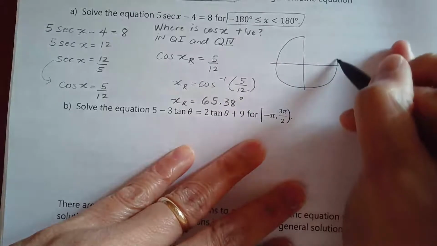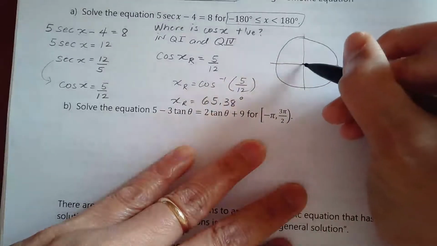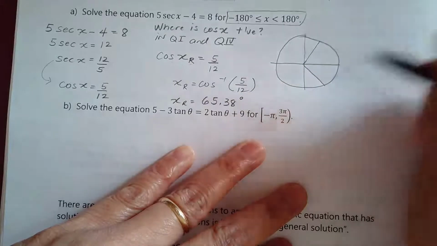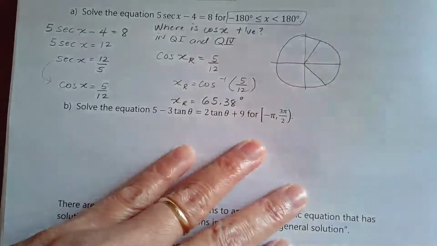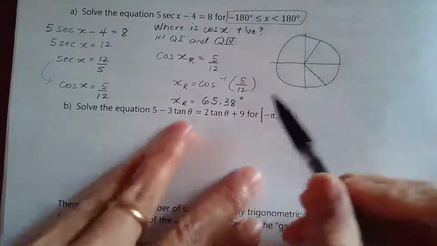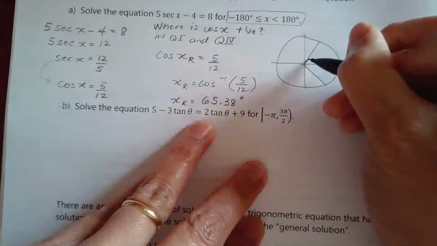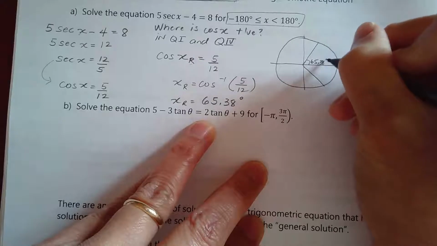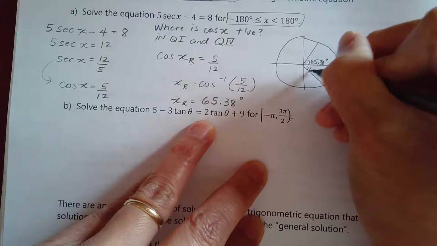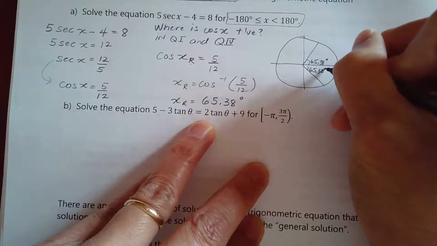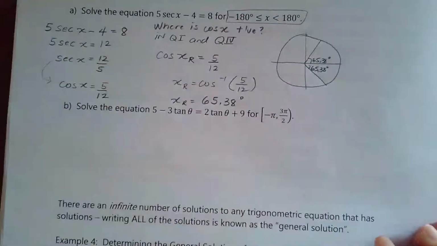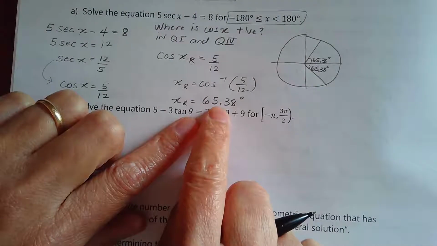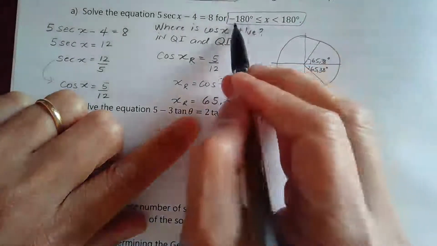Okay, cosine is positive in quadrant 1 and quadrant 3. So the reference angle here is 65.38 degrees, and then this reference angle is 65.38 degrees. Great. So now what we're going to do is try to find the solution within this domain.